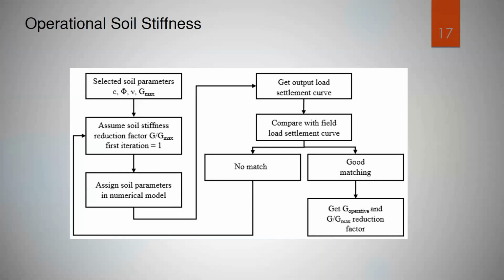This is our flow chart to get the operative soil stiffness. First, we selected soil parameters. Then we assume a reduction factor equal to 1 for the first iteration. Then we assign the soil parameters in the numerical model. Then we get the output load displacement curve and compare it with the field load displacement curve. If we have a good matching, we have got the operative soil stiffness and the reduction factor. If we don't have matching, we make another iteration to get good agreement between the field and the output load displacement curve.